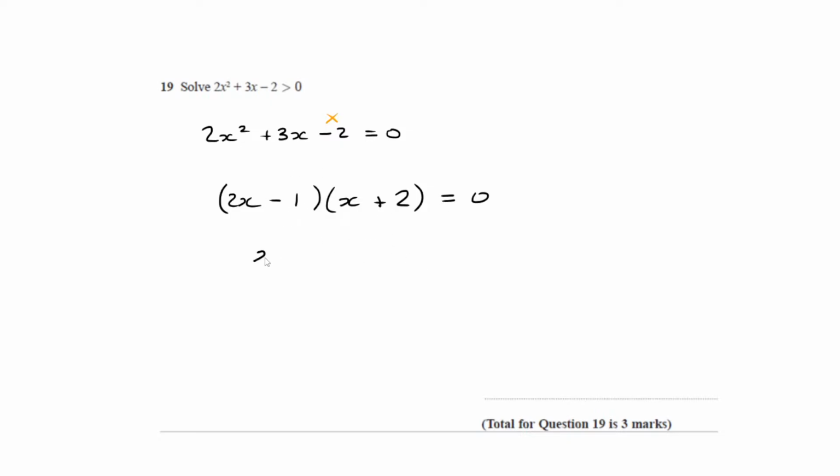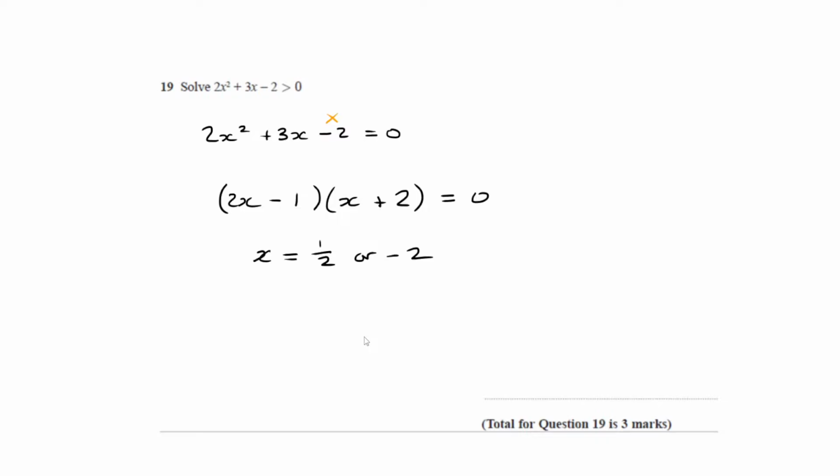So factorize it, then you solve it, when you just change the symbol, and obviously that would be positive a half, or minus 2. Now, even if you just get this far, right, this is already 2 out of 3 marks, so you've not even had to consider the inequality at all. It's literally just solving a quadratic. So that's 2 out of 3 marks.